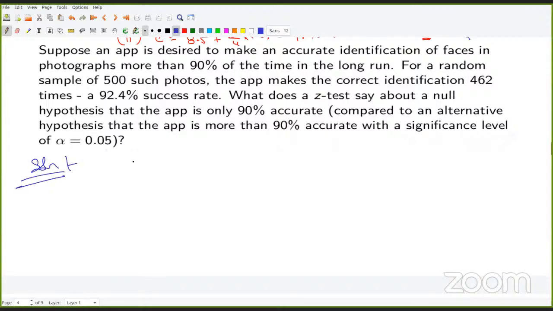So what is given? The desire is to get more than 90% accuracy. And what does the second statement say? They have taken some random samples of 500, it seems. So let's say it means that the level of significance is 10%. No, not the level of significance is 10%. It's actually the probability of identifying the face.